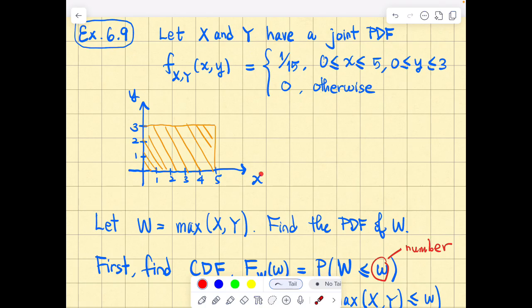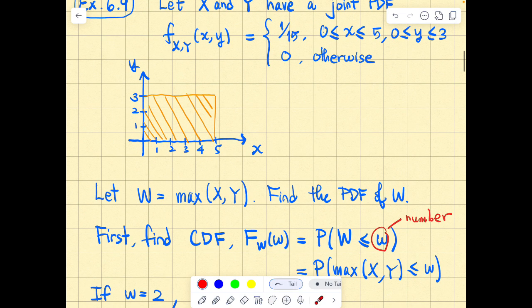So if I draw this two-dimensional plot with x on the horizontal axis and y on the vertical axis, x from 0 to 5 is right here. y from 0 to 3 is right here. So that means within this rectangle, the joint PDF is equal to 1 over 15. Anything outside, it's going to be 0.